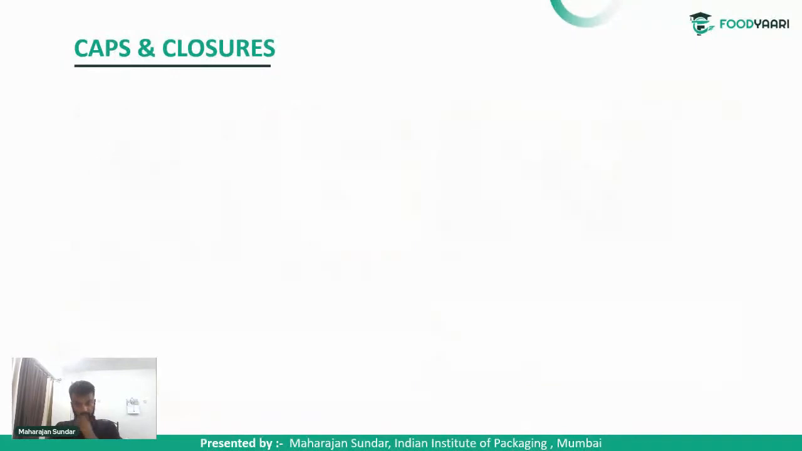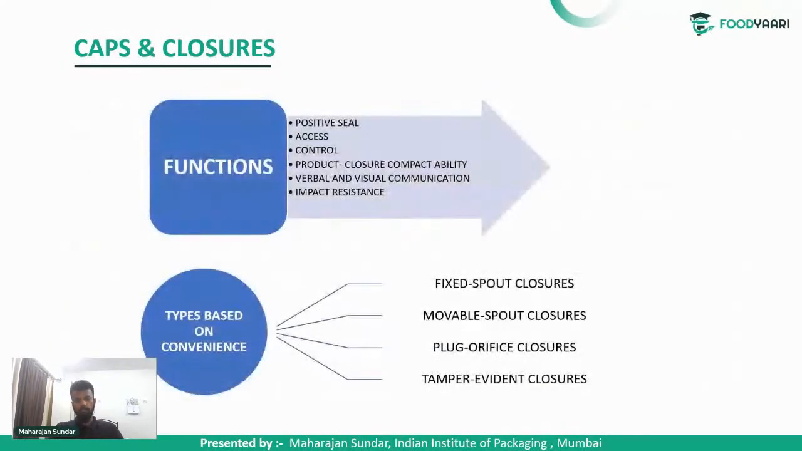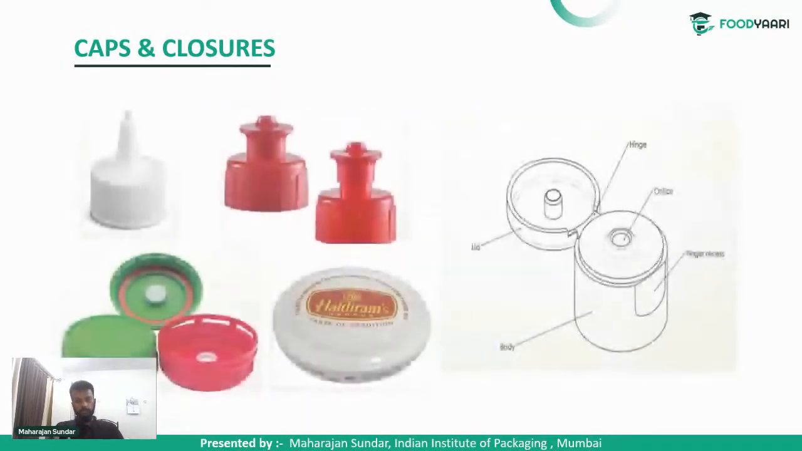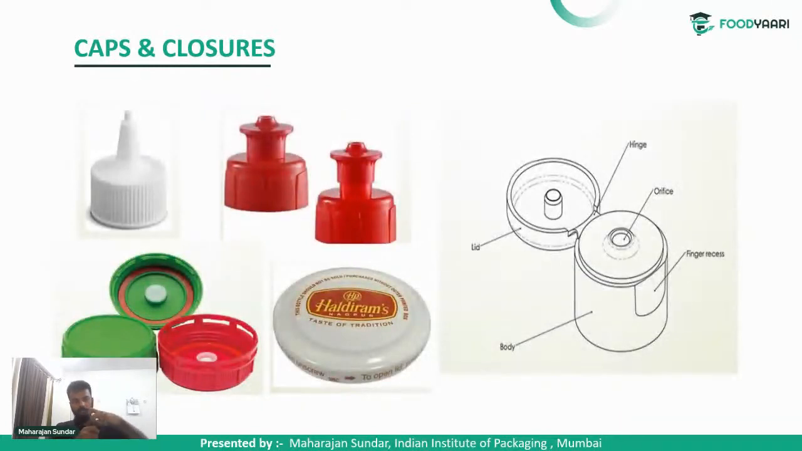And tamper evident closures are of three types. Tamper evident closures prevent the inclusion of unwanted products, intentionally or mistakenly, into the product which is packed inside. It is of three types: mechanical breakaway, tear band, and vacuum closures.